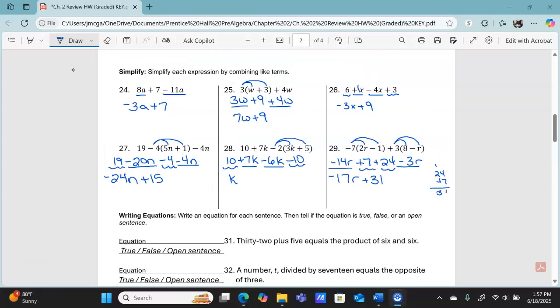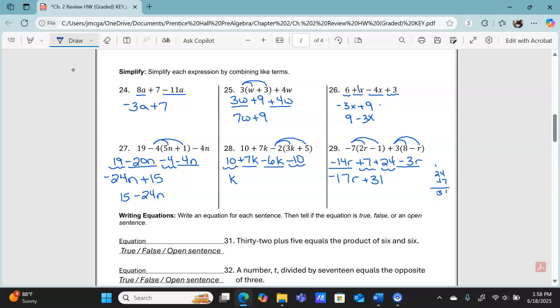And just a note here, if you looked up 26 and 27, I'm not sure if the answers are in the back of the book. They listed the number first. They did the 6 plus 3 and got 9, and then the 1x minus 4x and got minus 3x. Those two are equivalent expressions. The same thing happened here. They did the 19 minus 4 is 15, and then the negative 20n and negative 4n and got negative 24n. I will write these with the letters first because that's the standard way in which they are written.